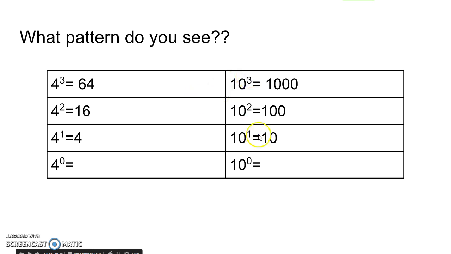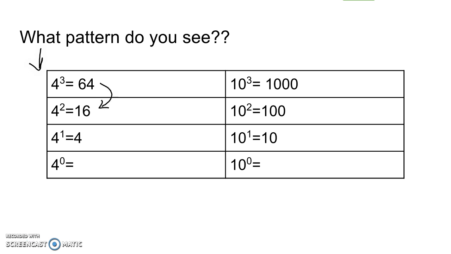Okay, think about that for a second. Now look over here. You don't have to copy this down. I just want you to look. 10 to the 3rd power is 1,000. 10 to the 2nd power is 100. 10 to the 1st power is 10. So what do you think we would get if we got 4 to the 0 power or 10 to the 0 power? Let's first look at this column.